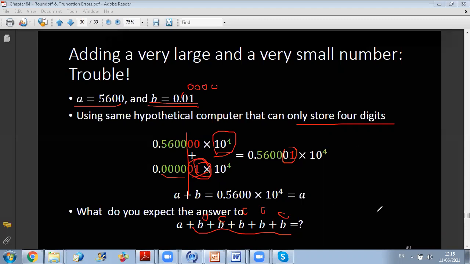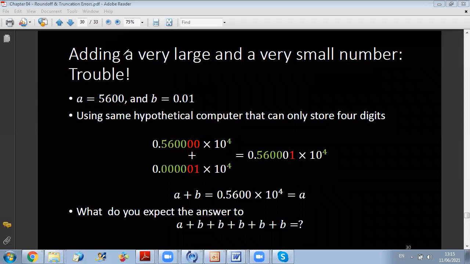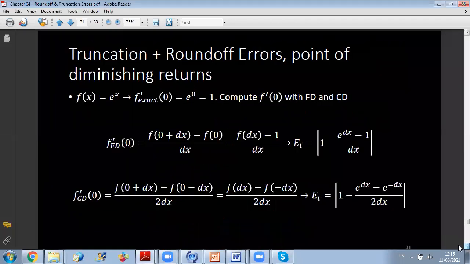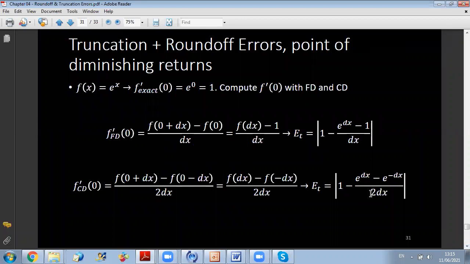This is why we can solve this by having a high precision machine. If I increase the precision of my machine, it would be better. Plus, I should try to avoid adding very large to very small numbers if possible. If not, I should increase the precision of my machine as much as possible to be able to add very large to very small numbers without losing accuracy. Now, to finish this chapter, I will give you a case where we can have a combination of truncation errors and round off errors.